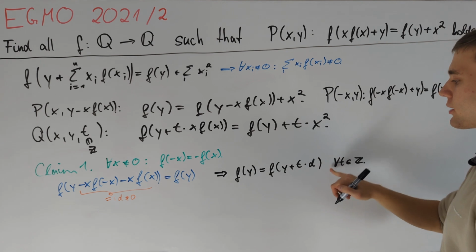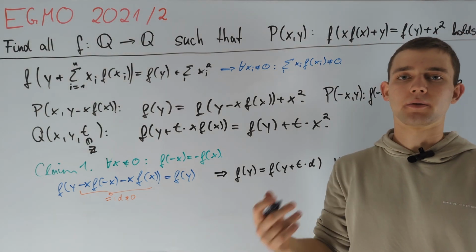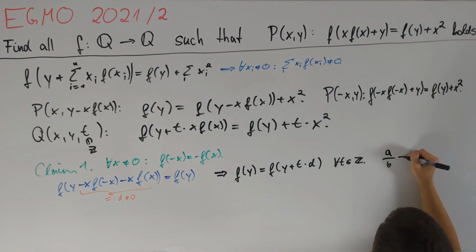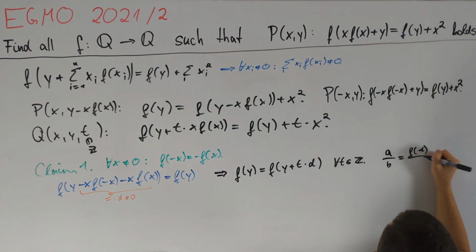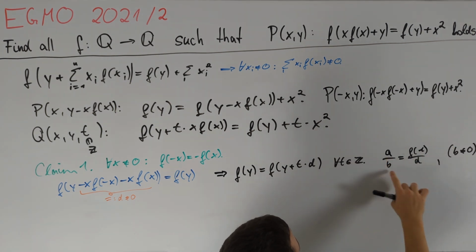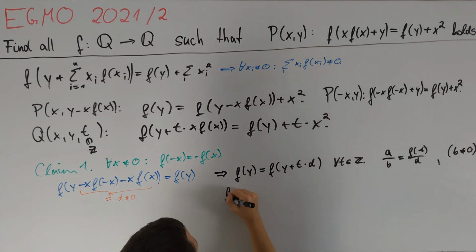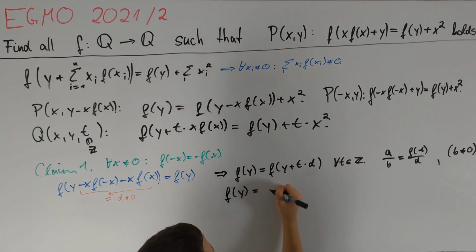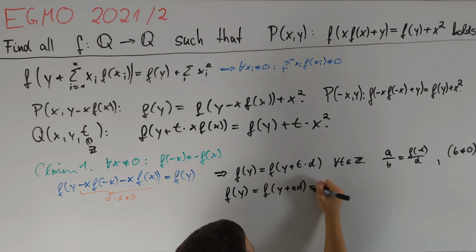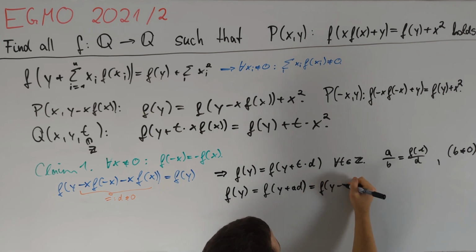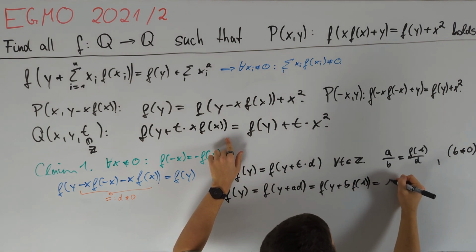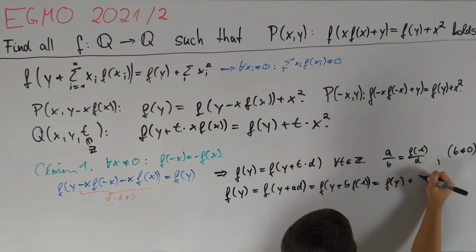We can bring these two equations to a contradiction because we are working over the rational numbers. For that, consider integers a and b such that a divided by b equals f(1) divided by d, and then we have b not equal to 0. So we have ad equals b f(1), and hence we can use our equations to obtain that f(y) equals f(y plus ad) by that equation. That is now equal to f(y plus b f(1)), which is equal to f(y) plus b.